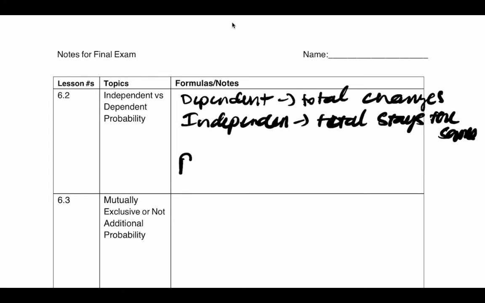The formula we're going to use is the probability of A times the probability of B. That's the formula we're going to use later. So those are the things you want to write down. Have it somewhere. Take a picture if you have to. That should help you. All right?